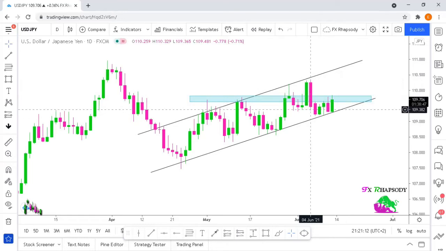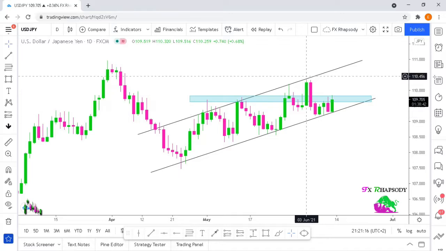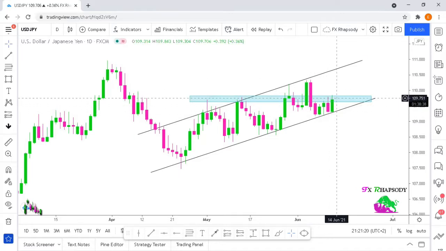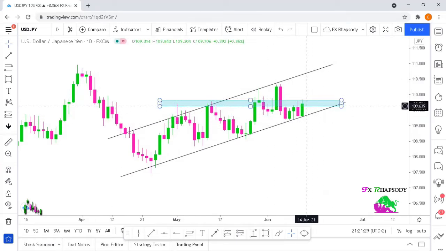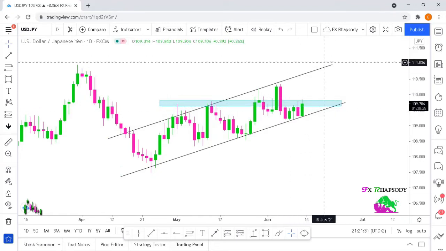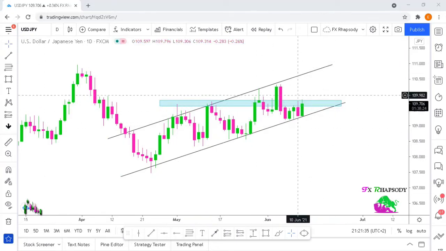It wasn't a break and a retest. It's almost like just a fake breakout. And then it's just not getting through that resistance, basically. So as soon as it hits or goes through that resistance, we will see the dollar shooting up. But for now, it's still within that zone, basically.